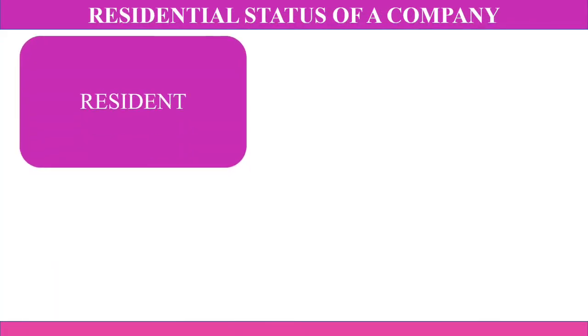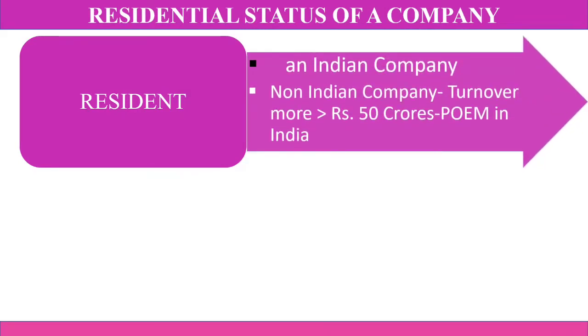Next one is determination of residential status of a joint stock company. As I told you earlier, joint stock companies can claim only two positions, either resident or non-resident. For being resident, the company must be an Indian company. You know, an Indian company is a company which is registered in India, and for a non-Indian company for which annual turnover is more than 50 crores, we must look into where the POEM is situated.